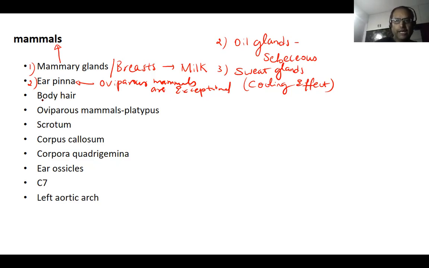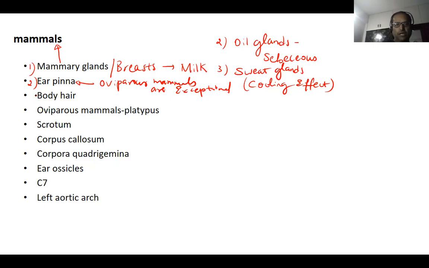Now, when it comes to body hair, students, again there are exceptions. The only one that is not exceptional is the mammary gland. The mammary gland should be present in all the animals. Whatever points we are telling here, every point has an exceptional case. Body hair won't be present in certain aquatic mammals like dolphins and whales.